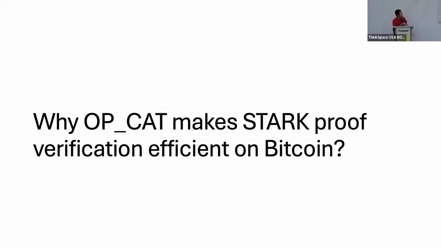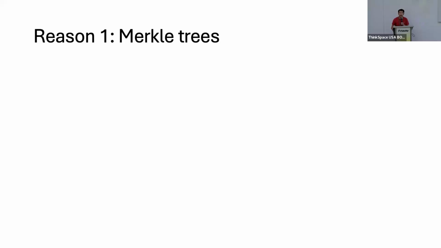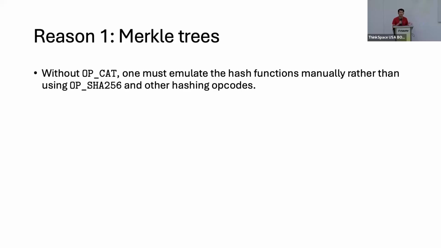Okay, and the second point I want to mention, and probably this is why you do need OPCAT to make STARK proof verification efficient, is that there are two reasons for that. The first one has to do with the Merkle tree. For the STARK protocol, you have to use a Merkle tree. There's no alternative for that. And without OPCAT, although Bitcoin has hash opcodes, they are not very useful.